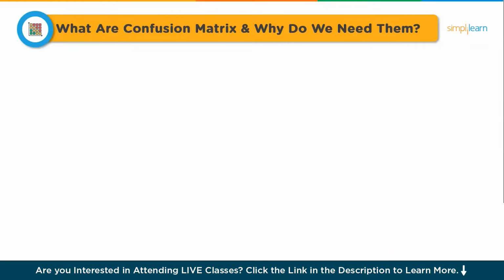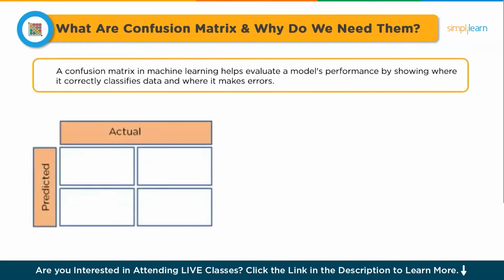So what are confusion matrices and why do we need them? In machine learning, classification is used to divide data into different categories. But after we have cleaned and prepared the data and trained our model, how can we tell if the model is performing well? That is where the confusion matrix comes in handy.